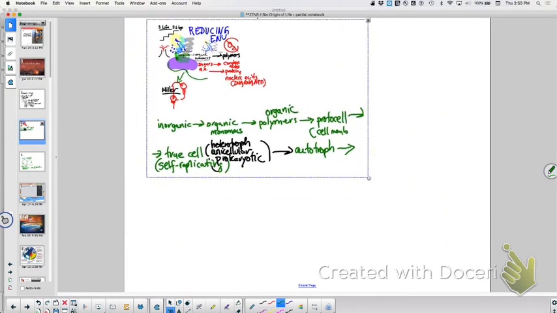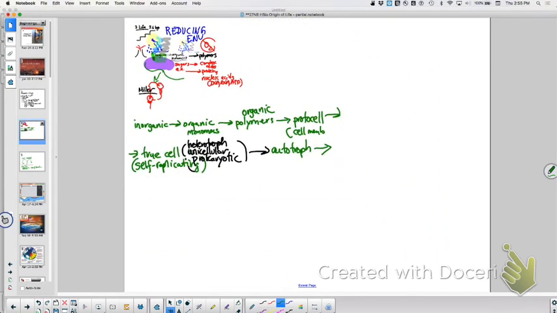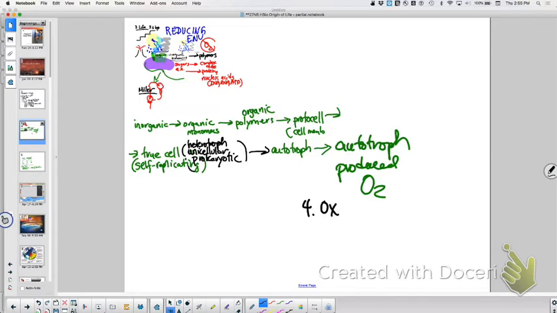Okay, then you could have an autotroph, and then you could have an autotroph that produced what? Yes. And that was the oxygen revolution. Okay, so now our 4, oxygen revolution.